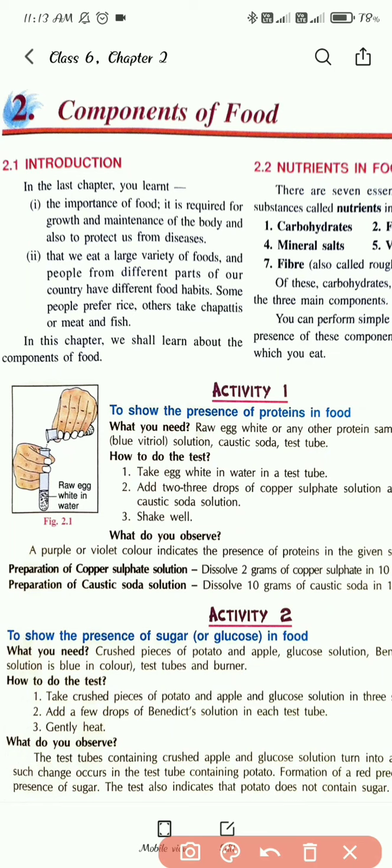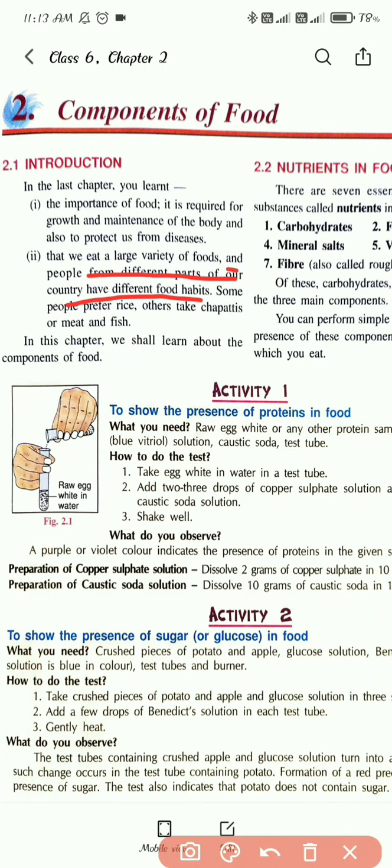What is the second thing you learned? That we eat a large variety of foods, isn't it? So we eat different kinds of food. We eat plants, we eat animals, we eat different parts of a plant. And in the case of animals also, we eat meat, we eat eggs, we eat honey. All of this we learned. And also what did we learn? We learned that people from different parts of our country have different food habits.